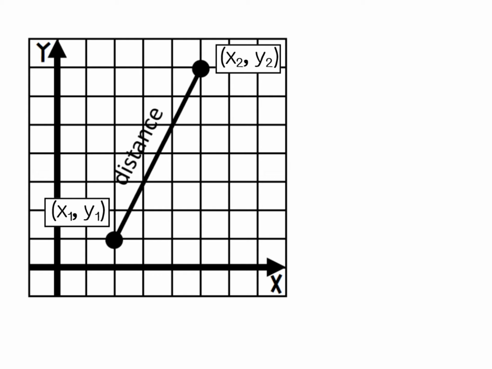So I have a figure here. I've named this lower point x sub 1, y sub 1. That's the coordinates. The coordinates of this point up here are x sub 2, y sub 2. Now, the distance formula is based on the Pythagorean theorem. And we know the Pythagorean theorem works with right triangles. So what I'm going to do is take this segment and make a right triangle out of it. All right, so here's my right triangle.